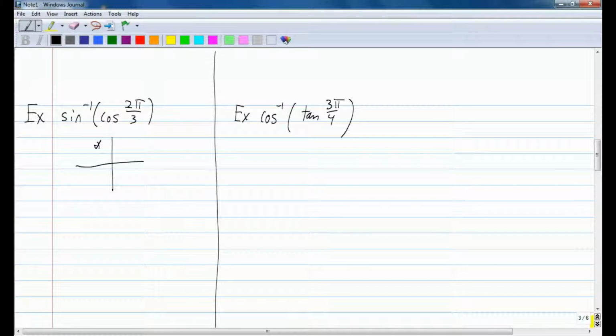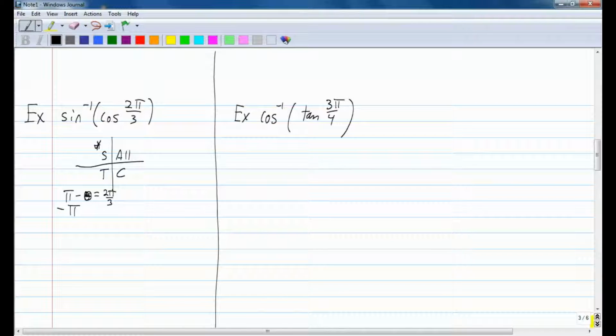2 pi over 3 is going to be in the second quadrant. So we'd want to figure out if it's positive or negative when we work it out. And so only sine and cosecant are positive in the second quadrant. So when I work this out in here, it's going to give me a negative. All right, and to work this out, to me, the easiest thing is to figure out the reference angle. So the way we would do that is we would say pi minus theta equals 2 pi over 3.